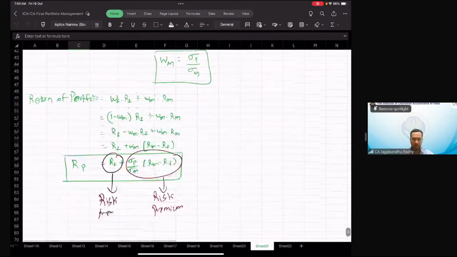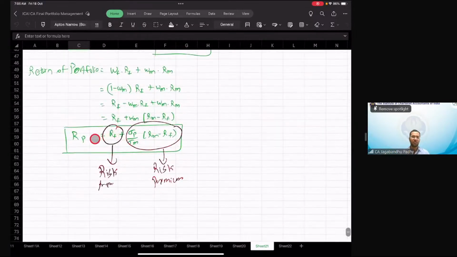And we also computed the required return of a portfolio under capital market line, which is risk-free plus standard deviation of portfolio upon standard deviation of market into RM minus RF. Now, definitely this was not the beta.